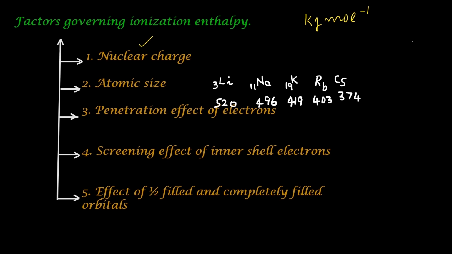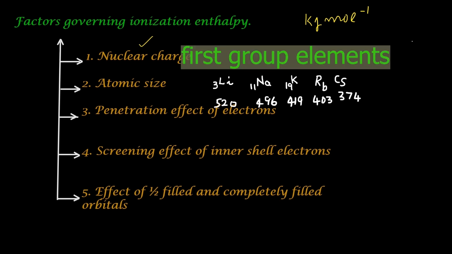Let us consider the second one, atomic size. In order to explain this, we will consider the first group elements. Atomic size goes on increasing down the group because the number of shells go on increasing. The atomic number also goes on increasing across the period. When the atomic number increases, the number of shells is not increasing, so the size of the atom decreases. But down the group, the atomic number increases, the number of shells also increase, so atomic size increases.